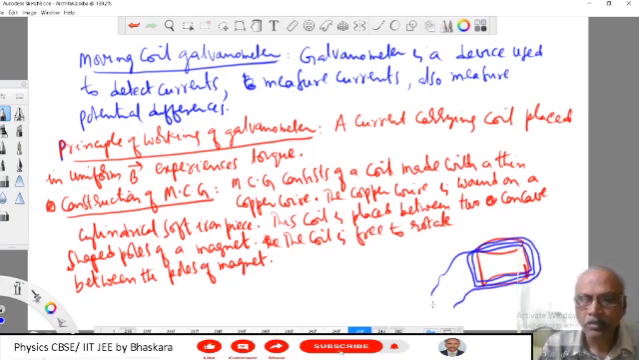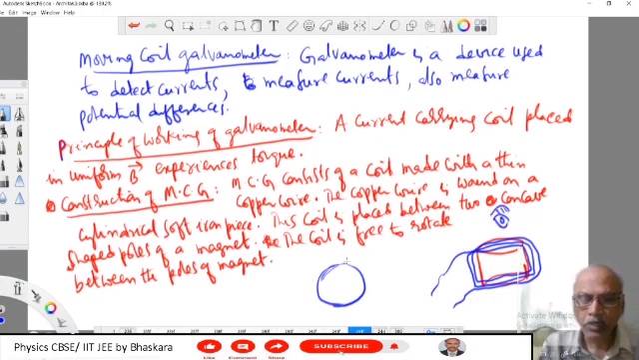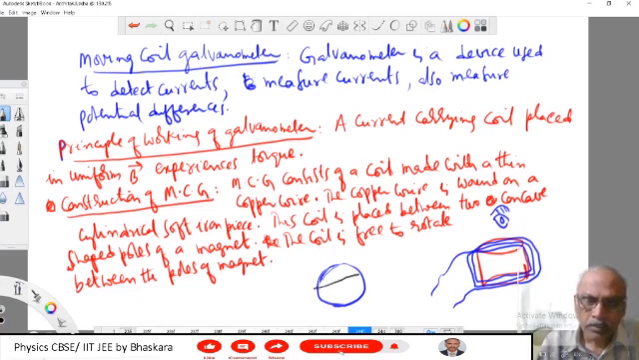If you see from the top, the view will be like this. The cross section of the cylindrical piece appears as a circle, and the windings appear like this. This is one turning, this is another turning, and another turning. These are turnings of the coil, and this is the soft iron piece. I hope you're following.